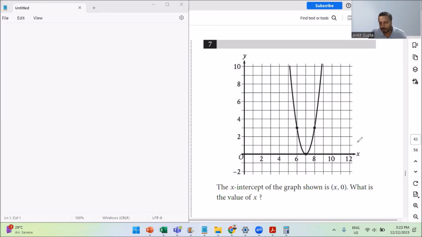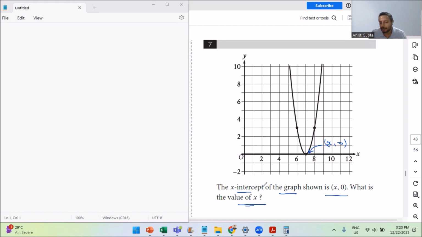A graph is given to us on the xy plane. The x-intercept of the graph, that means the point where the graph meets the x-axis, is shown as x comma 0. That means this point is nothing but x comma 0. What is the value of x?